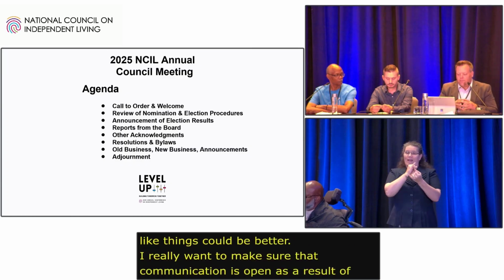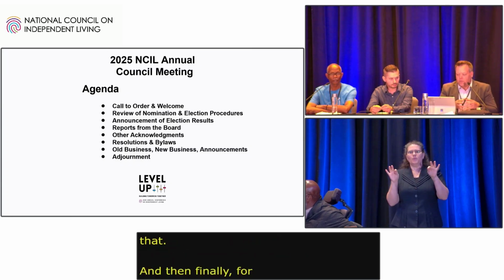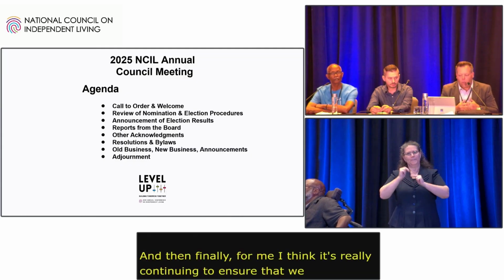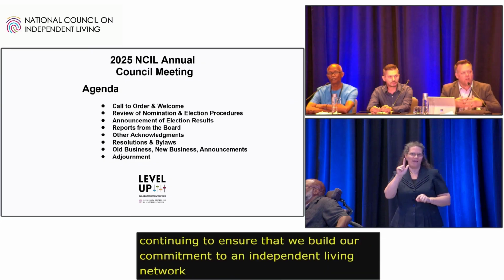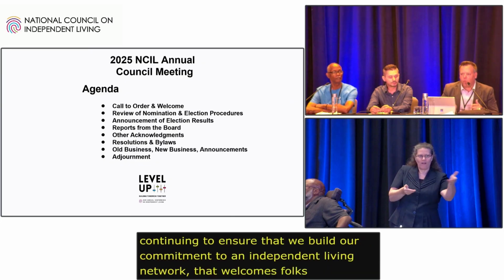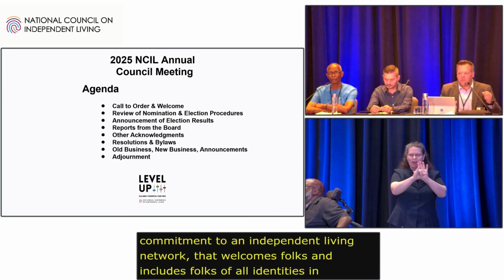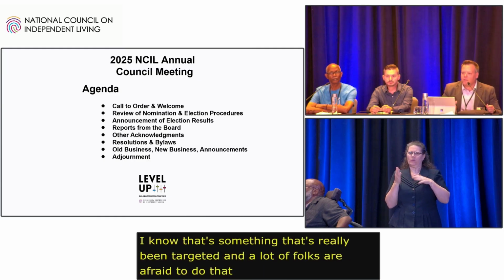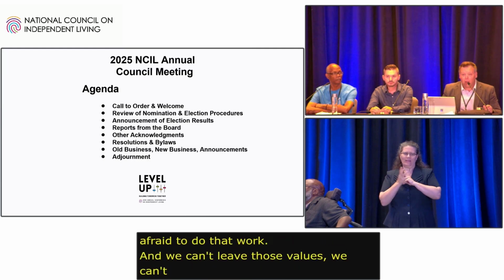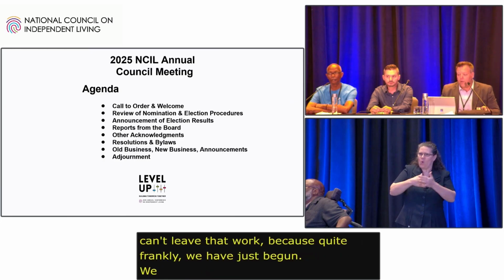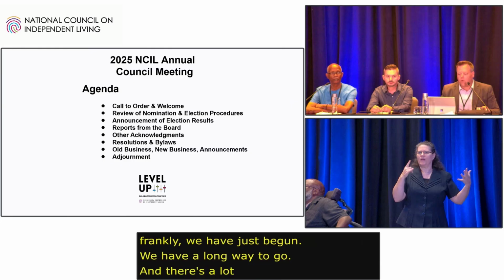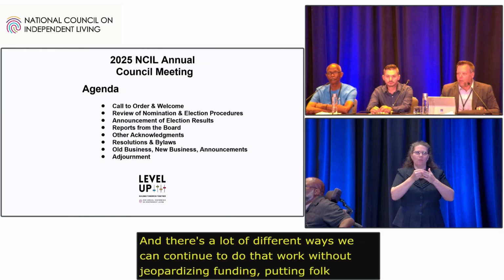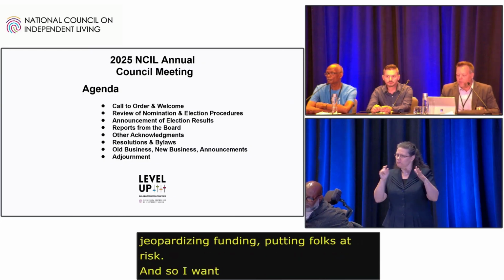And then finally, for me, I think it's really continuing to ensure that we build our commitment to an independent living network that welcomes folks and includes folks of all identities in our movement. I know that's something that's really been targeted, and a lot of folks are afraid to do that work, and we can't leave those values, we can't leave that work, because quite frankly, we've just begun. We have a long way to go. And there's a lot of different ways that we can continue to do that work without jeopardizing funding, putting folks at risk. And so I want to ensure that that commitment remains there as your next president.